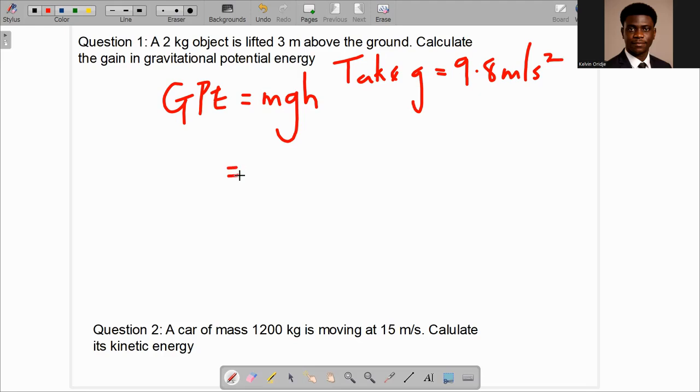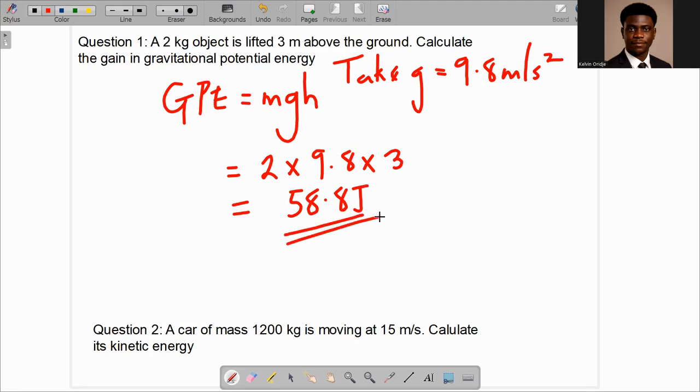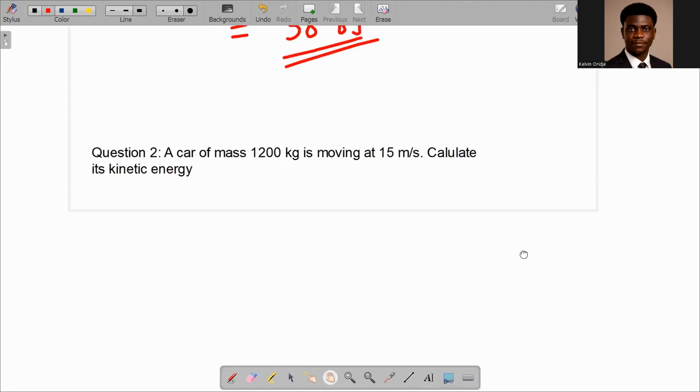Gravitational potential energy is the mass, which is 2, multiplied by the gravitational field strength, which is 9.8, multiplied by the height, which is 3. So if you multiply all of this together, you get a gravitational potential energy of 58.8 joule. All right, we'll go on to the next question.